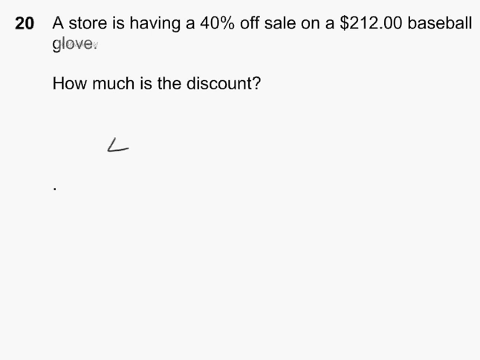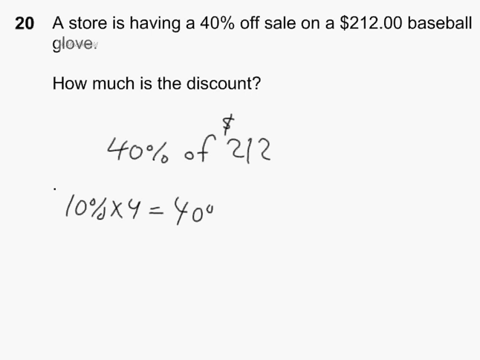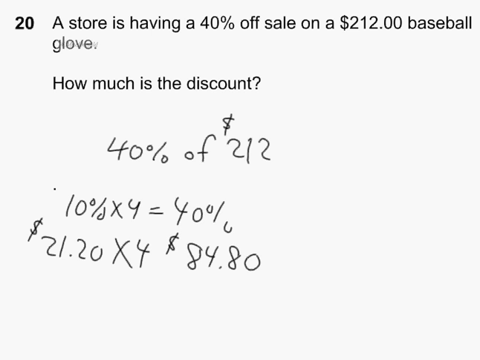So really what you're looking for is 40% of $212. In order to get that, 10% times 4 would equal 40%. That's an easy one. 10% is $21.20, because I moved my decimal one place over. If I multiply that by 4, I would have $84.80. Okay? Now that is the answer to the discount. The discount will be $84.80. Now we're not done yet.